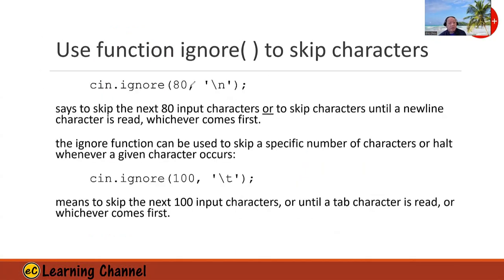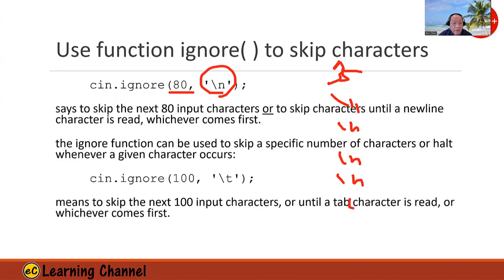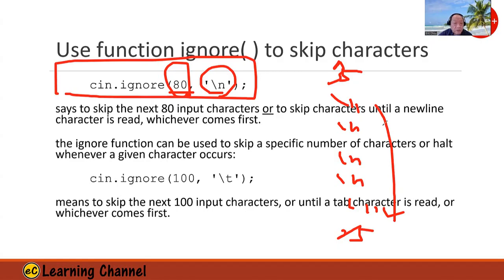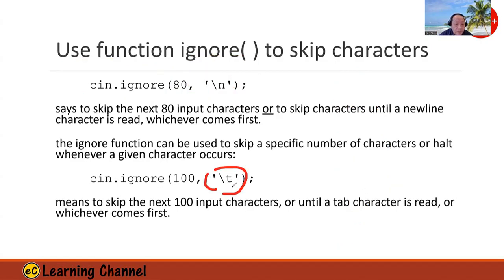Ignore is that you may ignore how many change line marks. So in a certain file, maybe you have a 35, and then you do change line, change line, change line in the file. So you may want to ignore 80 of the change lines, and then there's another number 25. So these are used to ignore, used to jump several lines, okay? Or jump over 100 tabs. These are ignore functions, or to skip the characters.